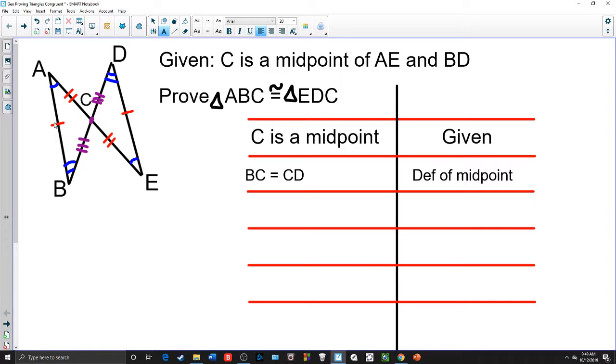So now we have all three sides, right? We have this side and this side match up, this side and this side match up, this side and this side match up. So now all we have left is this last little angle bit here. So how do we get these angles congruent? This side angle here and this side angle here.